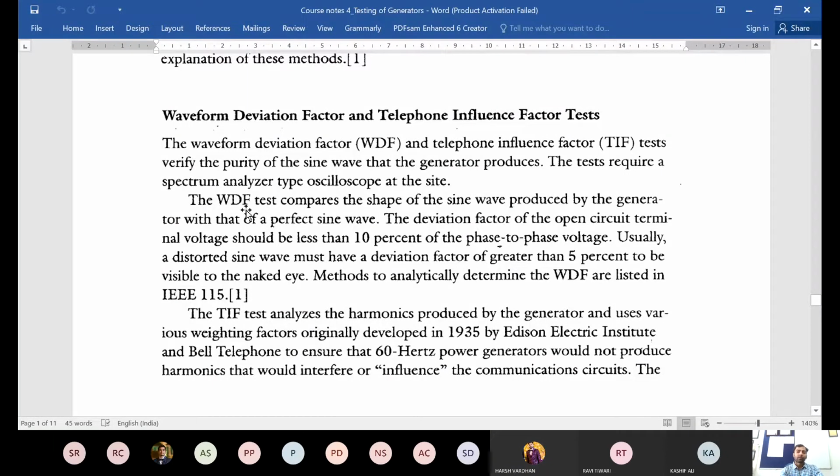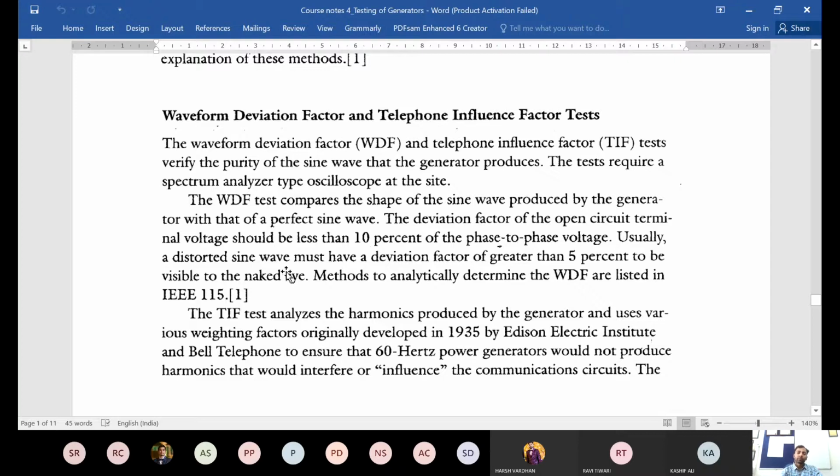This WDF, waveform deviation factor test, compares the shape of the sine wave produced by the generator with that of a perfect sine wave. The deviation factor of the open circuit terminal voltage should be less than 10% of the phase-to-phase voltage. That is a thumb rule: for the open circuit terminal voltage, that means your EB basically, or EA you can say, the EMF which is generated with open circuited terminal armature windings, the distortion or the deviation in that should be less than 10% of the phase-to-phase voltage.